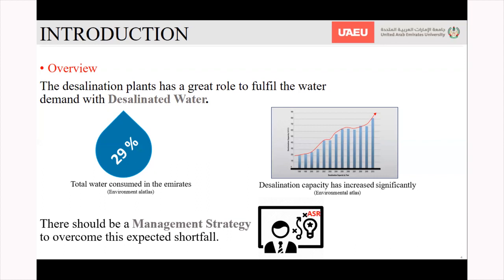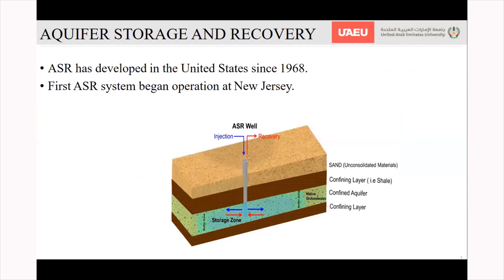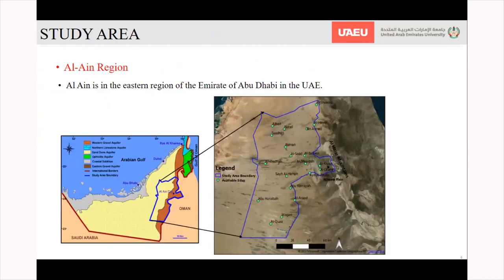used in the future. So ASR, or aquifer storage and recovery, is basically injecting excess water through wells or other means into the groundwater, and then when needed, we can recover it or pump it out again in the future. It has been developed in the States since 1968 and has been applied in the UAE recently in the last few decades. So we inject water and then we recover it later on.